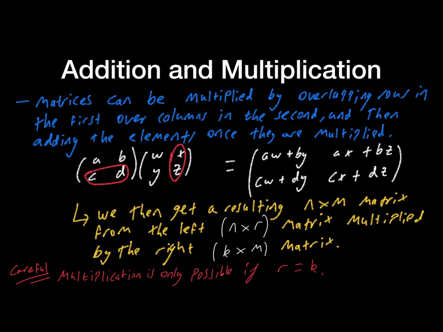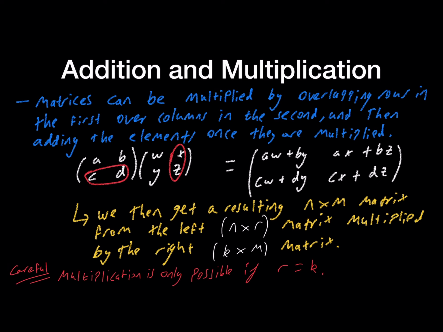As with addition, we can't just multiply any two matrices together. If we let n by r be the dimensions of the left-hand matrix, and k by m be the dimensions of the right-hand matrix, then multiplication is only possible if r equals k. The resulting matrix is then an n by m matrix and may have different dimensions to the matrices on the left-hand side. The aim of matrices is to make complex algebra simpler.